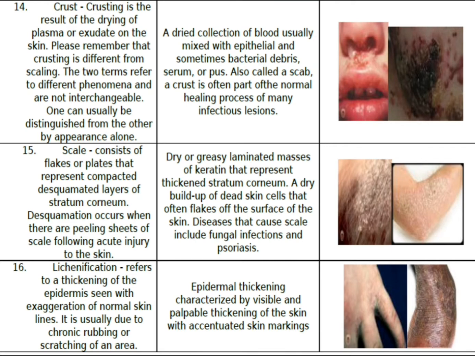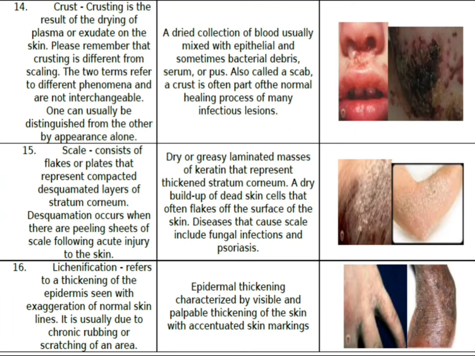15. Scale. It consists of flakes or plates that represent compacted, desquamated layers of stratum corneum. Desquamation occurs when there are peeling sheets of scale following acute injury to the skin. So, description is dry or greasy laminated masses of keratin that represent thickened stratum corneum, a dry buildup of dead skin cells that often flakes off the surface of the skin.